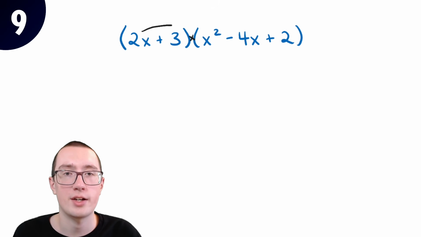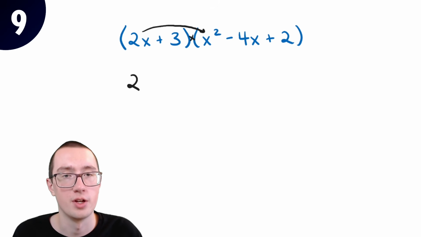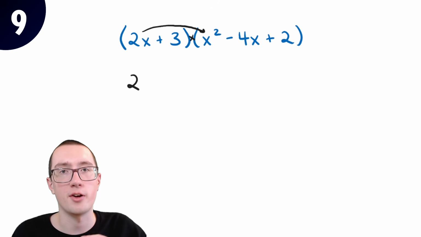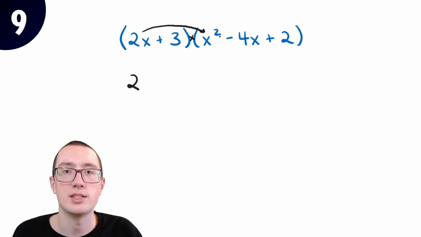We need to multiply 2x times x squared. So 2 is the only number here, so that's just going to stay as 2. And then we have x times x squared. Well, remember that x squared is x times x. So this is x times x, and then we're multiplying another x. So that's actually x to the third.